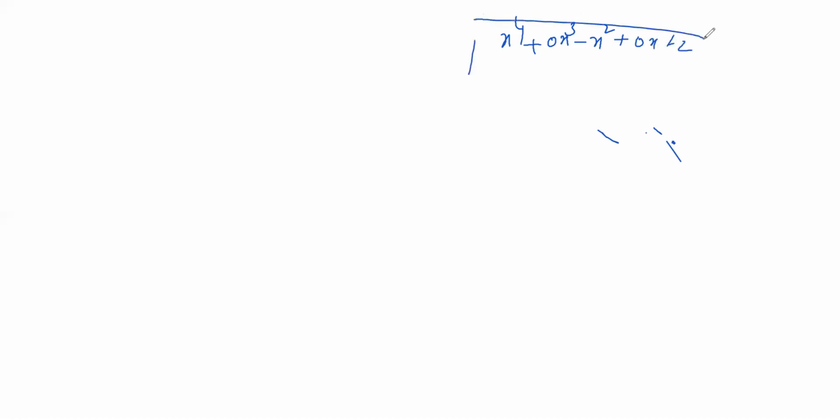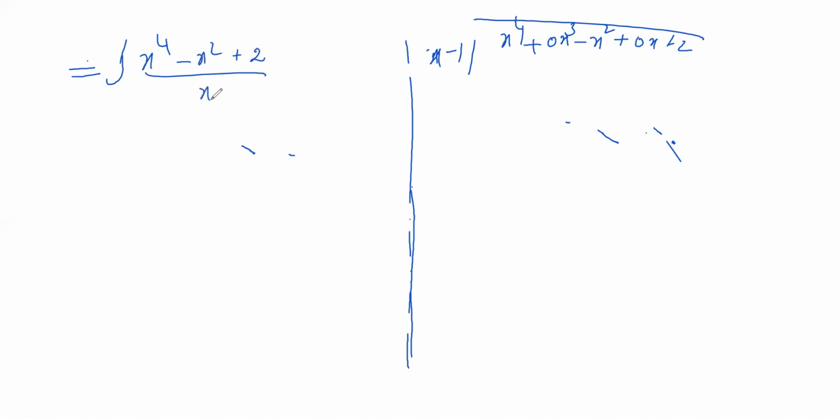And we divide this by x minus 1, and we can follow the previous method. You can try that also, using the usual division algorithm, and you'll get the answer for the same one. Now we'll go for another method, a somewhat simpler method. See, the first two terms are x power 4 minus x squared. I will write it: x power 4 minus x squared plus 2 by x minus 1 dx.